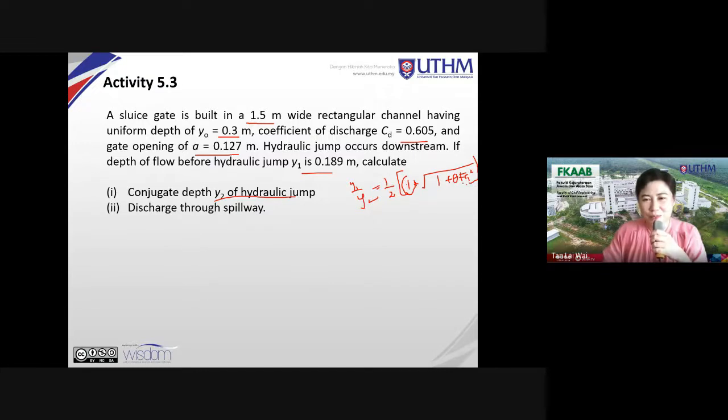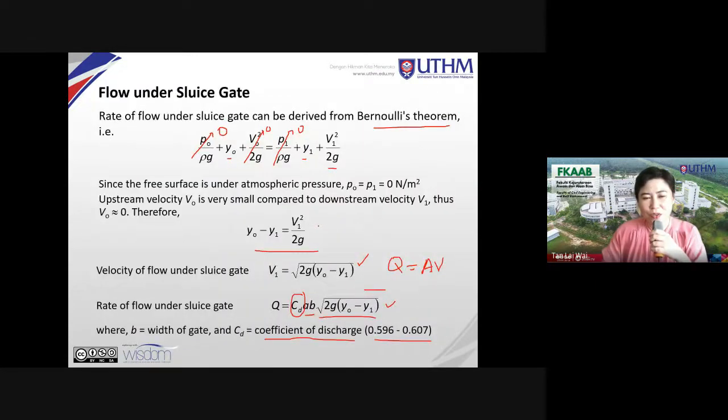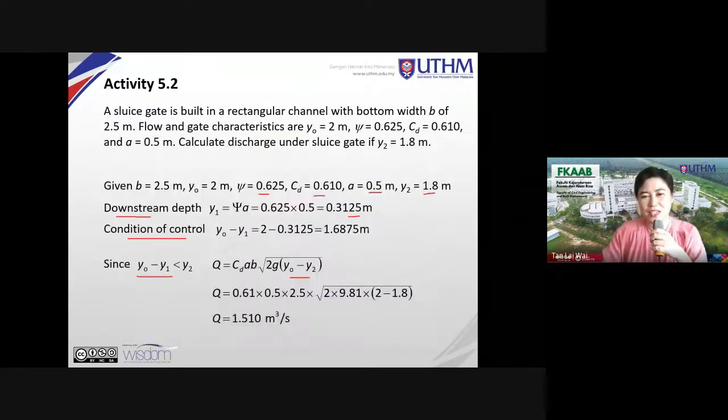However, if you look at this equation, you need to find the Froude number of the upstream flow. How are you going to find the Froude number? Do you have velocity here? Remember, we have learned the formula of velocity. You have y0 and y1 in that equation, so you can find your v1 already. After you find your v1, you can find your Froude number.